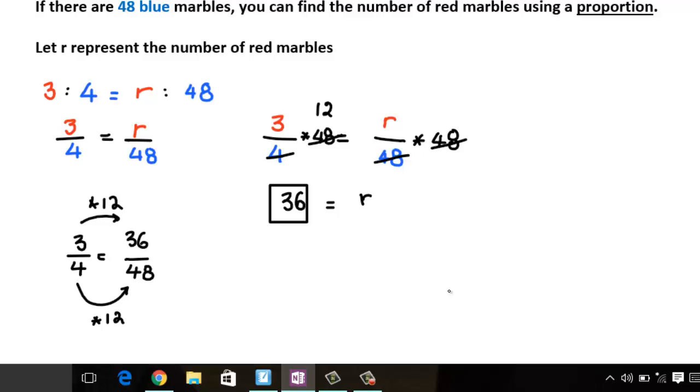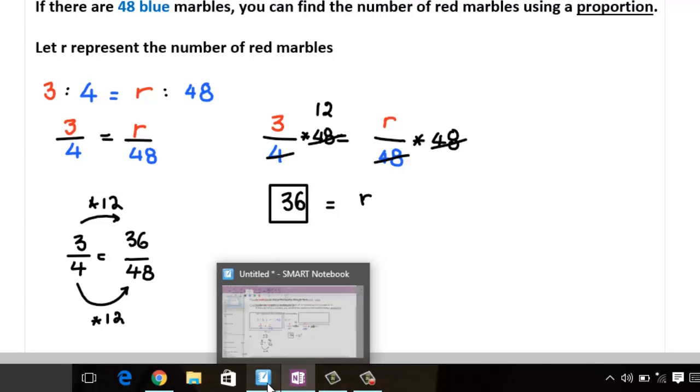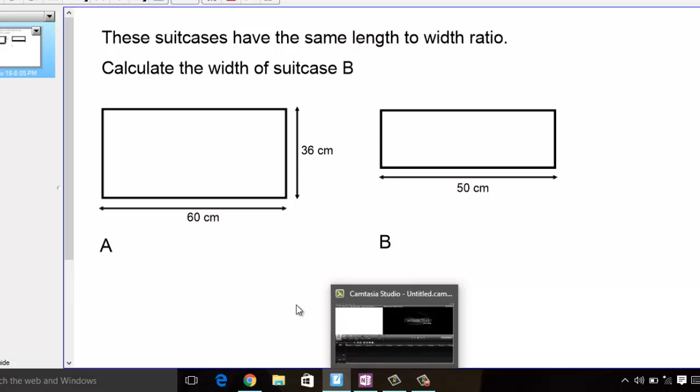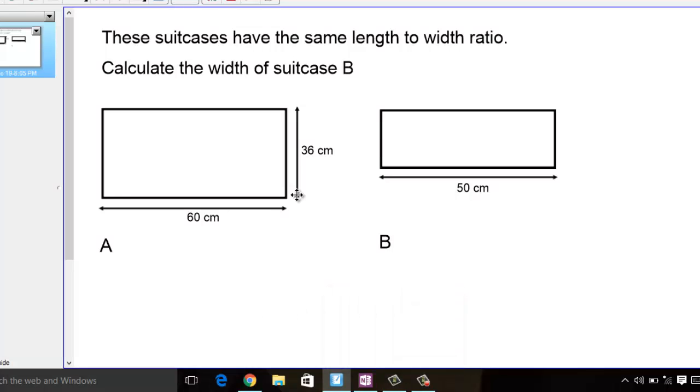Let's see another example about the proportion. We have an example here. It's saying these suitcases have the same length to width ratio. This is very important: when I'm saying they have the same ratio, that means the length to the width have exactly the same ratio. Calculate the width of suitcase B.